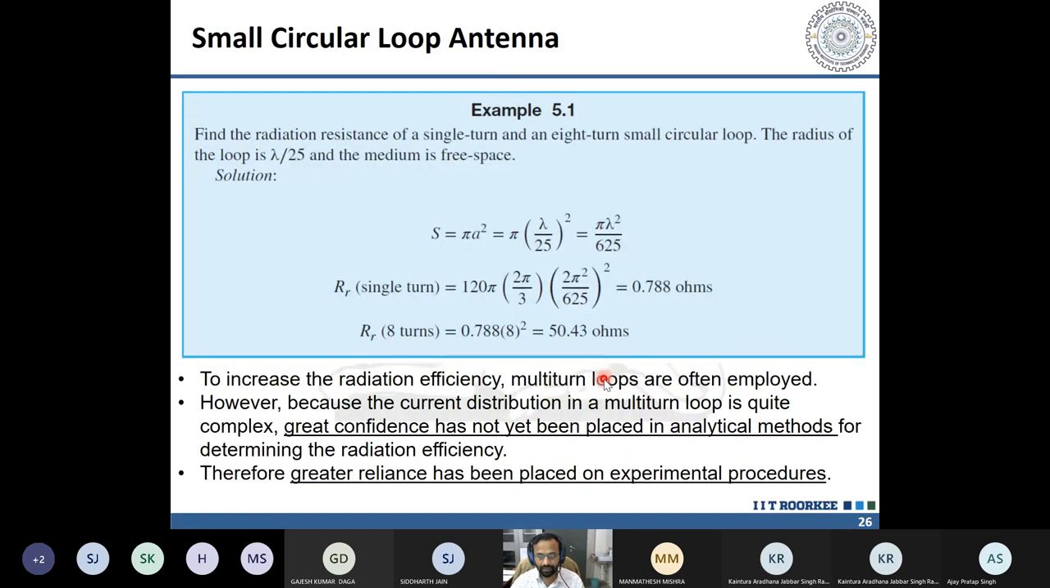And then we took some examples just to see some interesting features of the small loop antenna, especially if there is multi-turn. But let me say it once again, that great confidence has not been placed in analytical methods for multi-turn loop antennas. So you have to simulate it, or you have to do experimental procedures. Simulation is a much better way to evaluate the radiation properties. So go for simulation if you are dealing with multi-turn loop antennas.